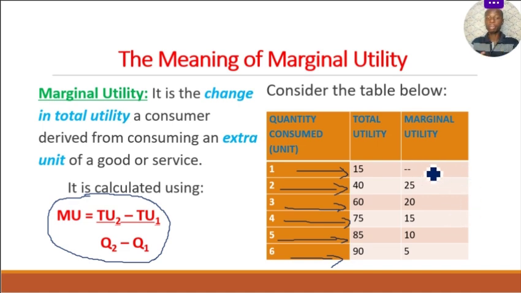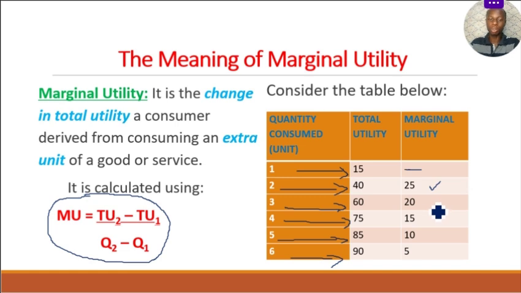So obviously for the first marginal utility, we put a dash there, but to calculate the second marginal utility using this formula, it will be T2, which is 40, minus 15, all over 2 minus 1. So 40 minus 15 gives you 25, and 2 minus 1 is 1. Of course, 25 divided by 1 will give you 25. So that's how you get that marginal utility to be 25 there. So you do the same thing. If you want to calculate marginal utility level 3, it will be 60 minus 40 all over 3 minus 2. Of course, 60 minus 40 will give us 20, and 3 minus 2 is 1, so it gives us 20.